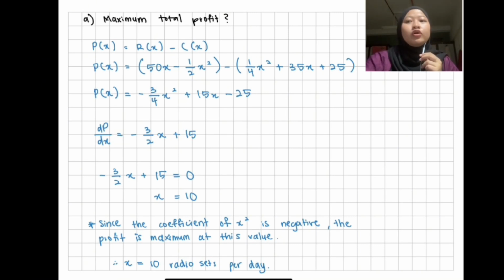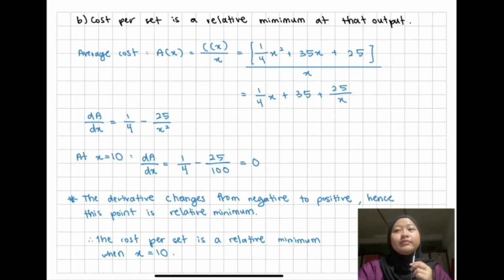Since the coefficient of x squared is negative, the profit is maximum at this value. So the answer for question A is x equal to 10 sets. And for question B, show the cost of producing a set is a relative minimum at that output.